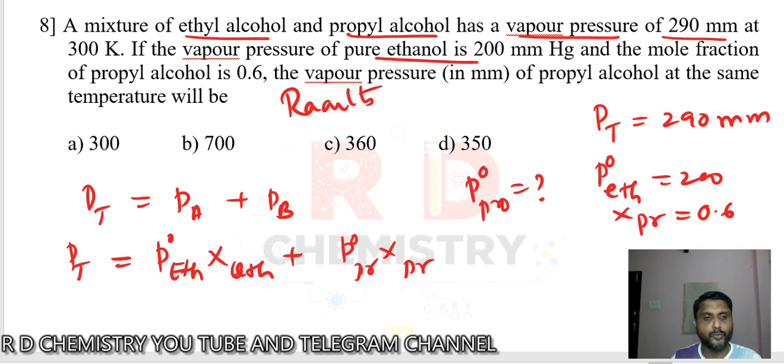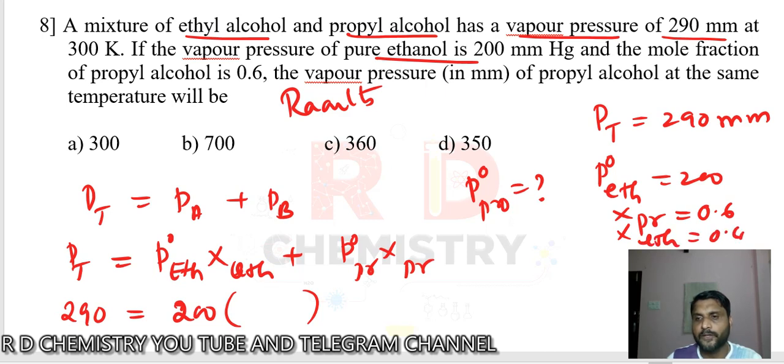The total vapor pressure is given as 290. So 290 is equal to P naught of the ethyl alcohol, which is 200. What is the mole fraction of the ethanol? The total mole fraction is equal to 1. If the propyl alcohol has a mole fraction of 0.6, then the mole fraction of the ethyl alcohol should be 0.4. Total is equal to 1, right?